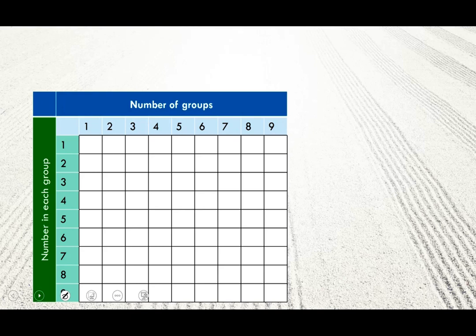So this part is the number in each group. This is the number of groups. That means you could start from one column, for example, either 2 or 5. Let's begin with 2. One group of 2 may not be a good idea, because it is just 2. How about 2 groups of 2?